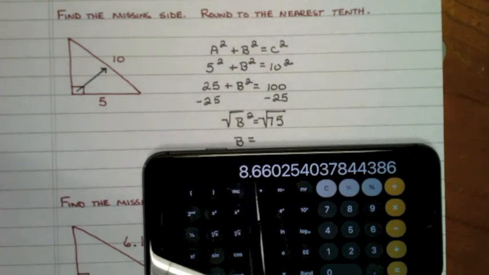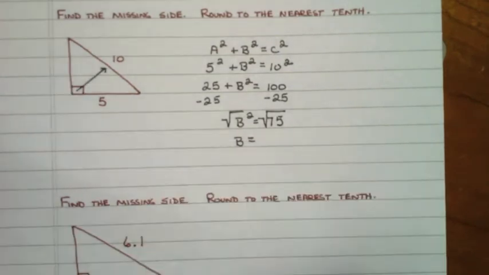The tenth is the first number after the decimal place. This number right here decides whether or not this number stays the same or goes up. If this number right here is 5 or bigger, then you round up. You take that number up to the next one. So this is a 6, so when I round this to the nearest tenth, this is going to be 8.7.